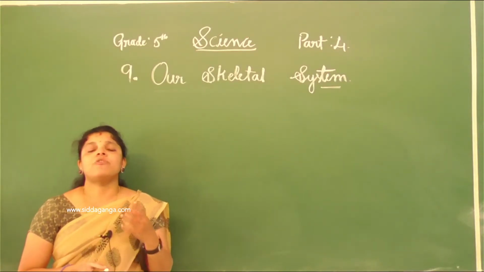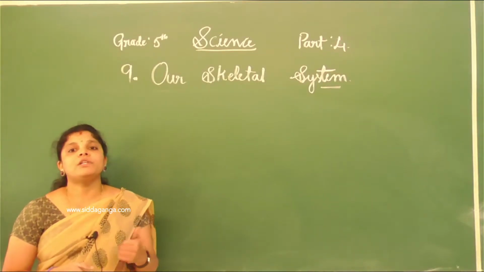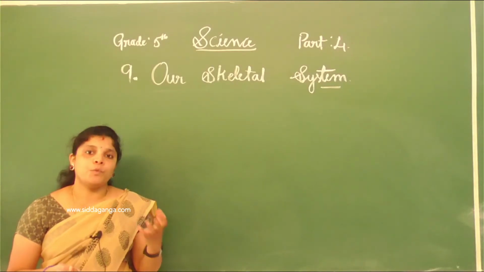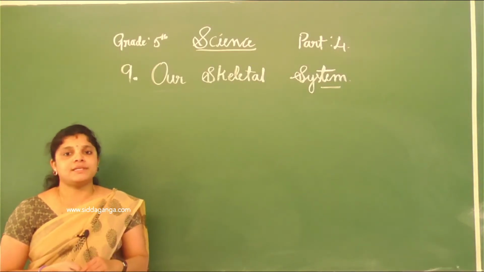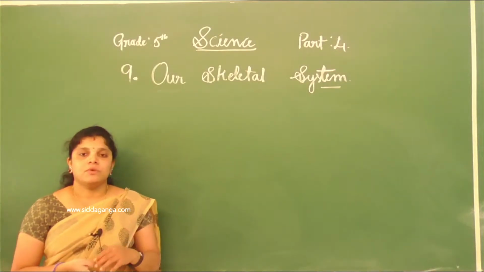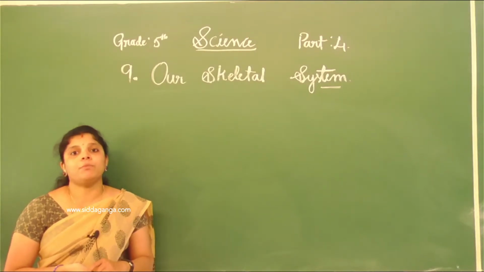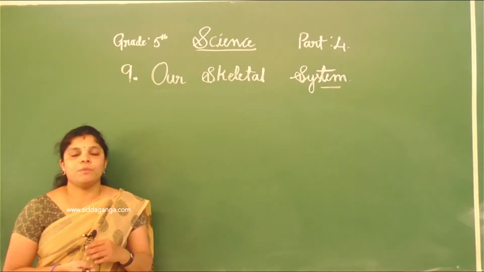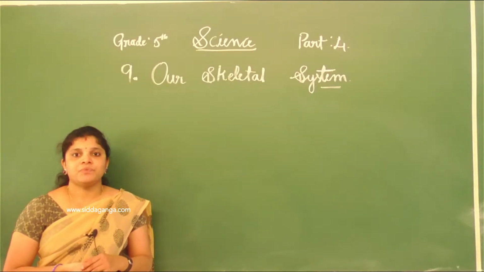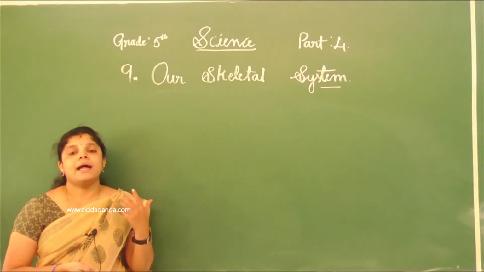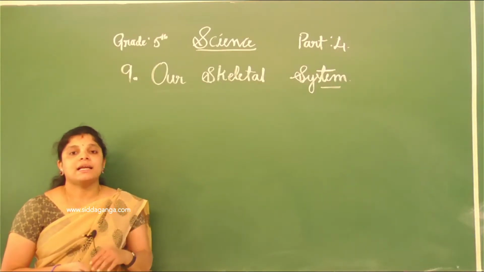In joints there are two types: movable joints and immobile joints. Movable joints are joints which help for movement. Example: arm and limb joints. Immobile joints are joints which cannot move. Example: skull, rib cage. Depending upon the movement of the joints, we classify movable joints into four kinds: hinge joint, ball and socket joint, pivot joint, and lastly gliding joint.